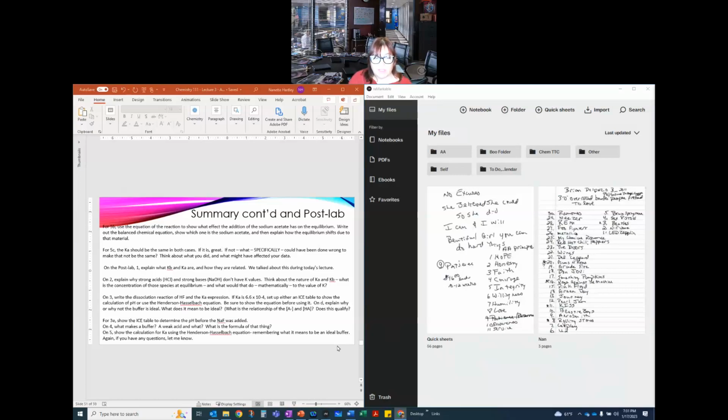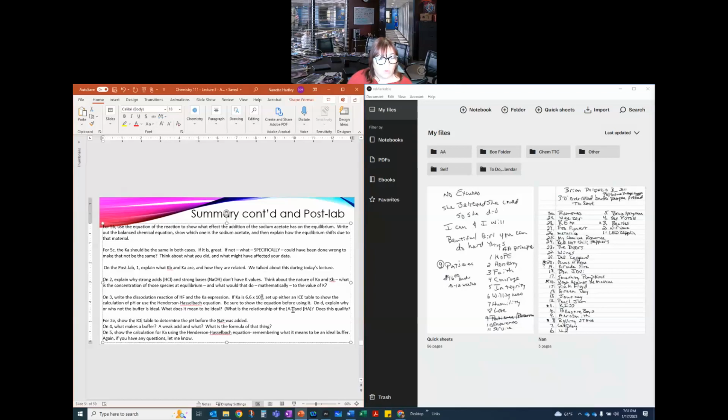On 3, you need to write the dissociation reaction of HF and give a Ka expression for that dissociation. If the Ka is 6.6 times 10 to the minus 4th, we want you to set up an ICE table to show the calculation of pH. Okay, so either set it up with an ICE table or set it up using the Henderson-Hasselbalch equation. I don't care which one you do. Either one is fine. Those calculations should come out exactly the same. Make sure that you list the equation for what you're doing so that I know which direction you're going. Be sure to show the equation before using it.